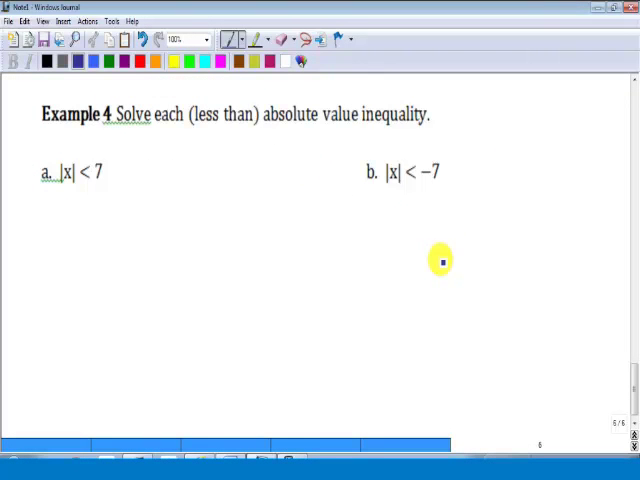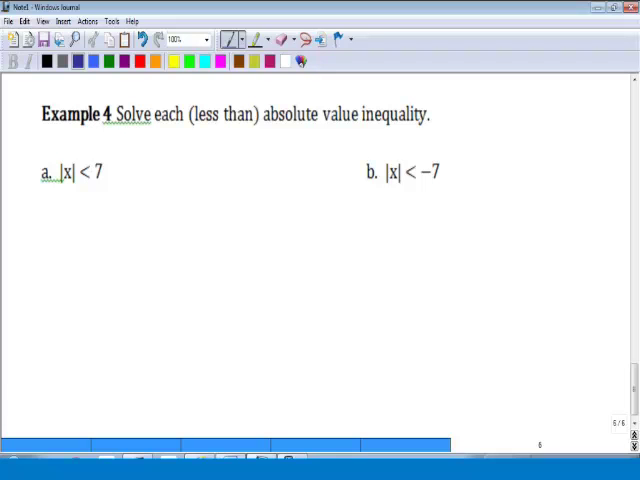The absolute value of x is less than 7. Okay, this is not really much different from what we've done, but the key first step, we notice it's less than a positive number. So we're thinking if the number is less than 7 units away from 0, then it can't stray too far to the left or to the right from 0. So it's got to be in between, what two numbers? Negative 7 and 7.